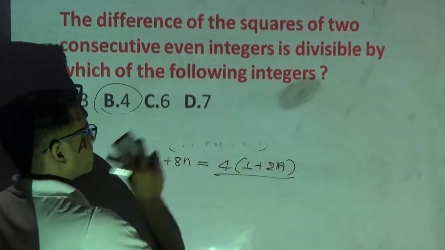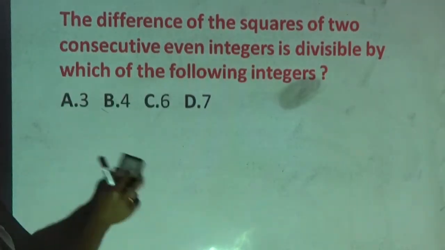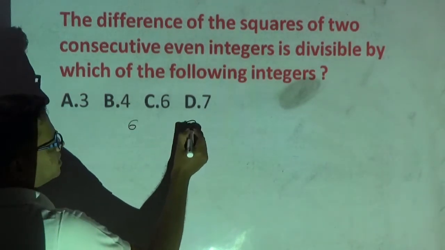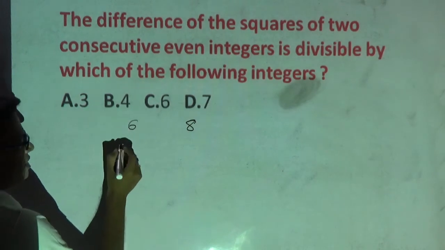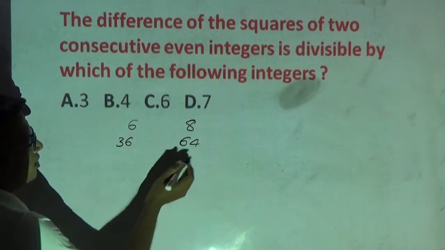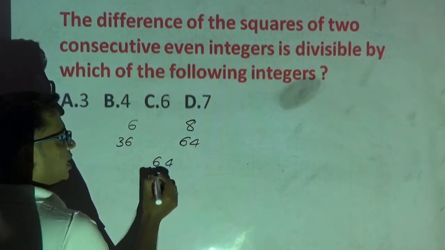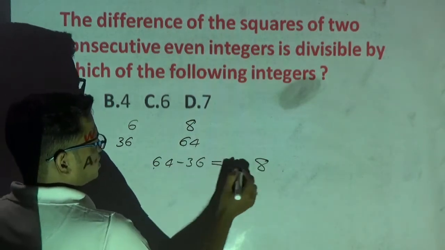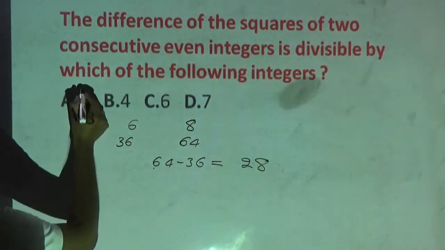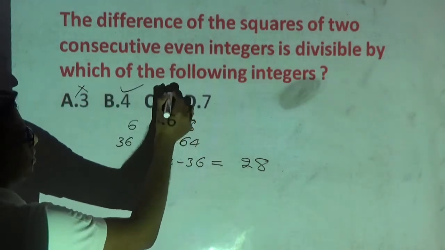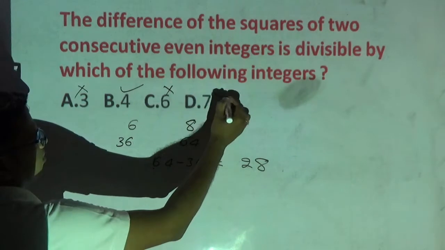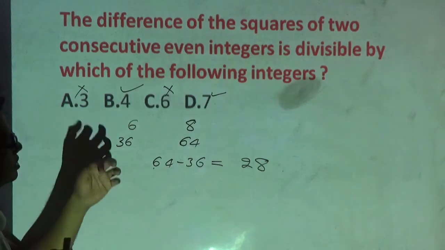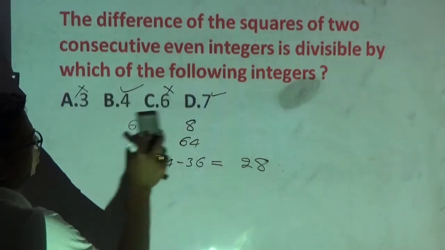Now, for this problem we can also take one example and do it. For example, I will take the even number 6. The next consecutive even number is 8. Now find the squares: 6 square is 36, 8 square is 64. Now find the difference of these two numbers, 64 minus 36, which is 28. Now 28 is divisible by which number? 3? No. 4? Yes. 6? No. 7? 7 fours are 28. But all the differences are not divisible by 28. Here both 4 and 7 hold good.